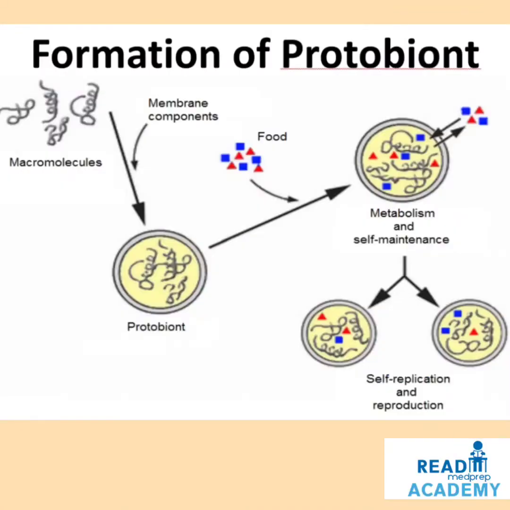Scientists call these spheres protobionts. How are the protobionts formed? The macromolecules get accumulated and a membrane component is formed around it. These protobionts slowly acquire food and undergo metabolism and self-maintenance. And these protobionts can further undergo self-replication and reproduction.